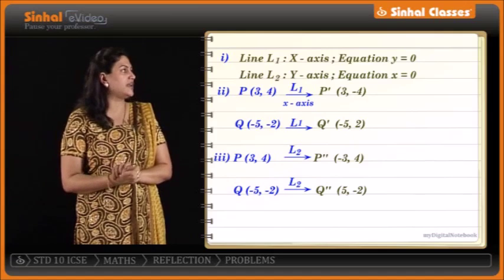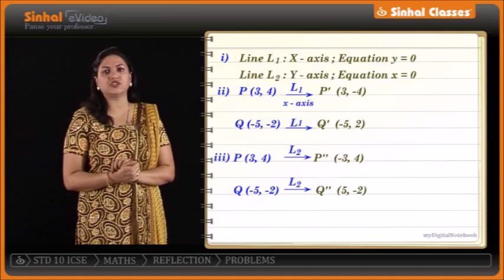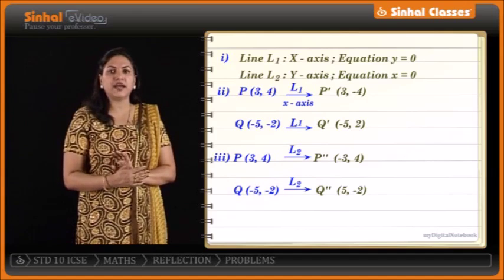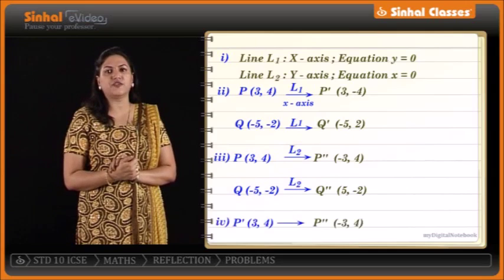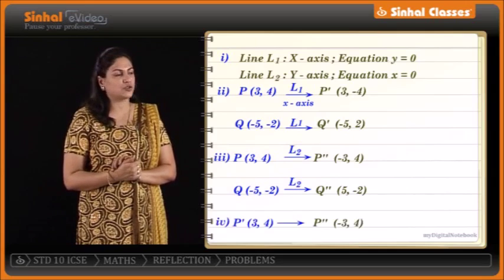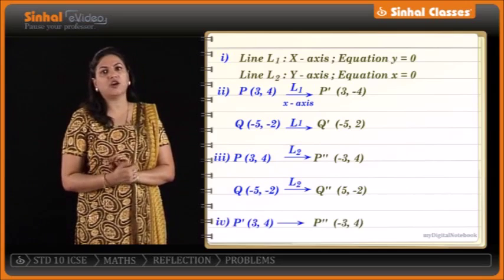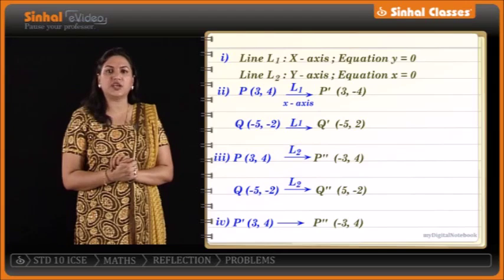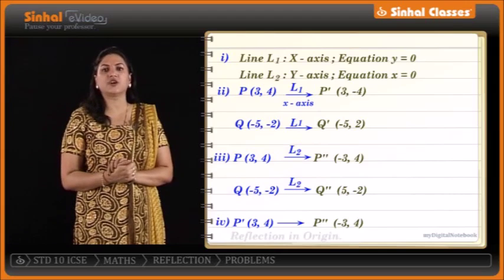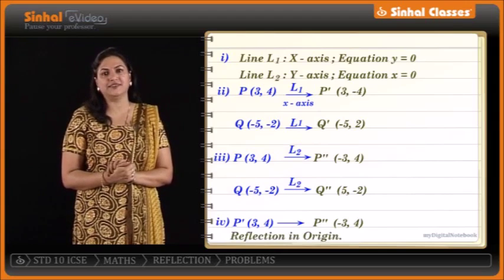Now we want to write down a single transformation that maps P dash to P double dash. That is, P dash has coordinates 3, -4 and P double dash has coordinates -3, 4. That is, the sign of both the coordinates changes. So the reflection is obviously in the origin.